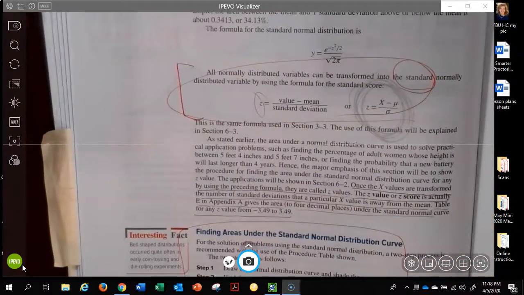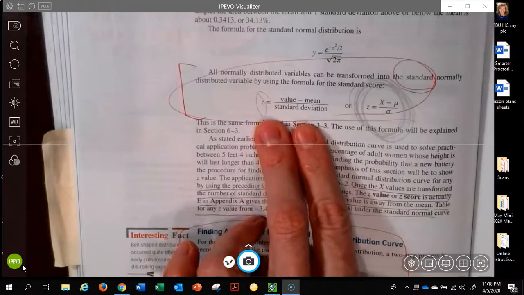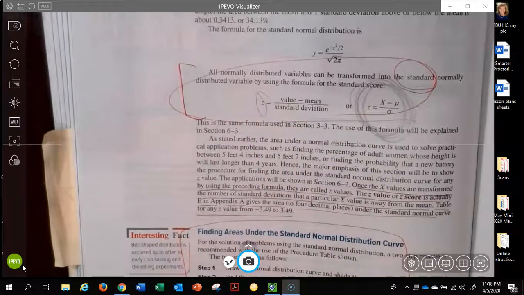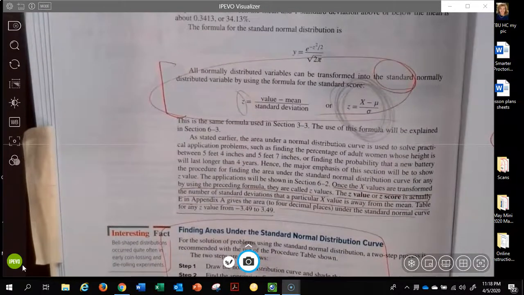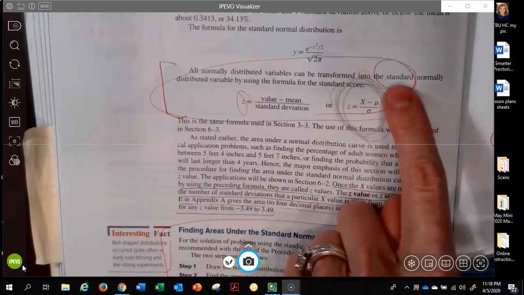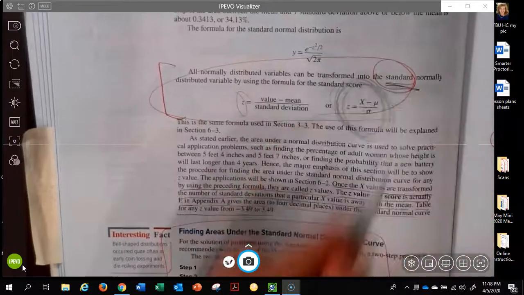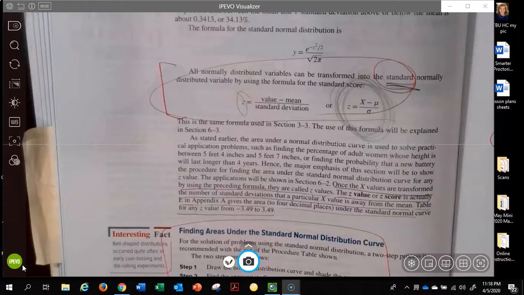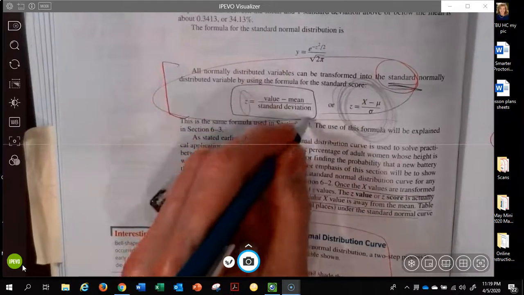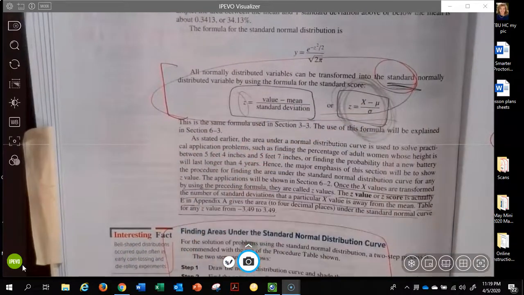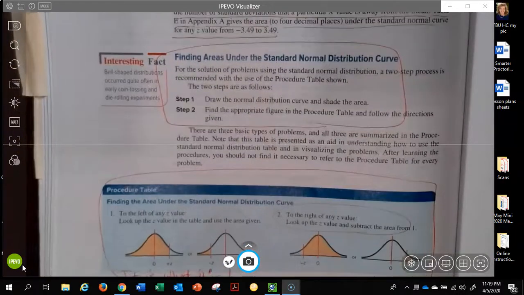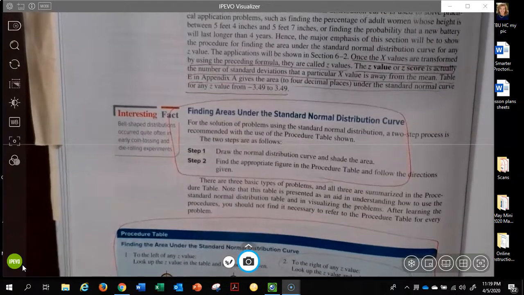Looking here where it says all normally distributed variables, another thing I'd like you to highlight or underline, which is on page 308, is that all normally distributed variables can be transformed into the standard. The standard was on the other page, where 0 is our mean, and then we use 1, 2, 3 to go out on the standard deviations. This should look very familiar. In fact, someone in class said, didn't we already do this? Yes. We've already played around with it, and I want to continue to read a little bit more about this.